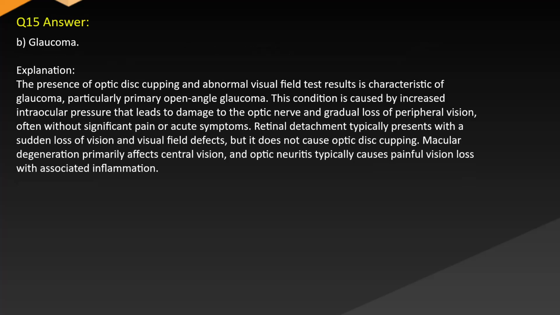Answer. B. Glaucoma. Explanation. The presence of optic disc cupping and abnormal visual field test results is characteristic of glaucoma, particularly primary open-angle glaucoma. This condition is caused by increased intraocular pressure that leads to damage to the optic nerve and gradual loss of peripheral vision, often without significant pain or acute symptoms.